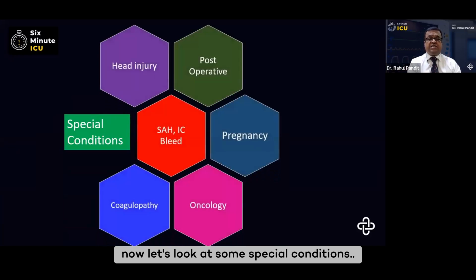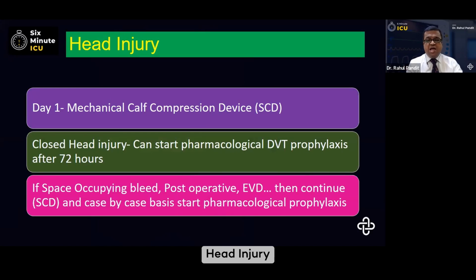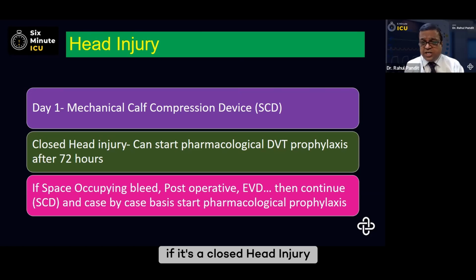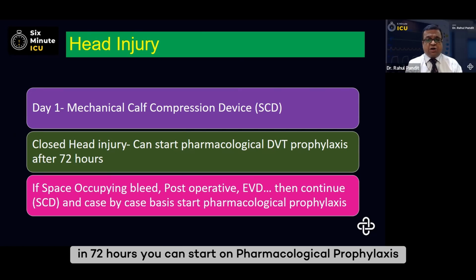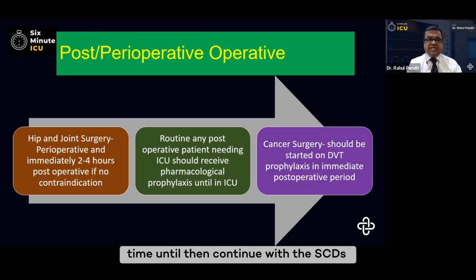Now, let's look at some special conditions: head injury, postoperative, subarachnoid hemorrhage, pregnancy, coagulopathy, oncology. Head injury. Day one, always start them on mechanical calf compression devices. If it's a closed head injury, in 72 hours, you can start pharmacological prophylaxis. If there is a space-occupying bleed, external ventricular drain, or post-operative patient, then case by case, you need to decide and take a call on pharmacological prophylaxis in a few days' time. Until then, continue with the SCDs.